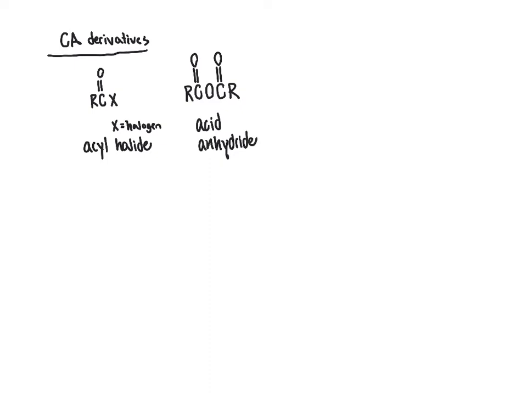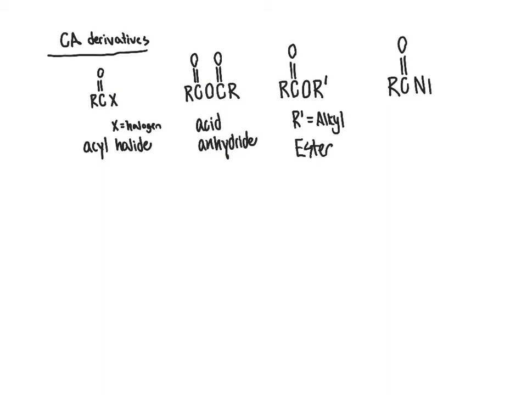We also looked at esters, where esters had a carbonyl group directly bonded to an oxygen, and that oxygen was bonded to another alkyl group. So R prime was an alkyl group, and this made these molecules referred to as ester functional groups. We additionally focused in this chapter on amides, where we had a carbonyl group directly bonded to a nitrogen, and that nitrogen had two groups bonded to it, R prime, where R prime in this case could be hydrogens or carbons, and that made these referred to as amide functional groups.